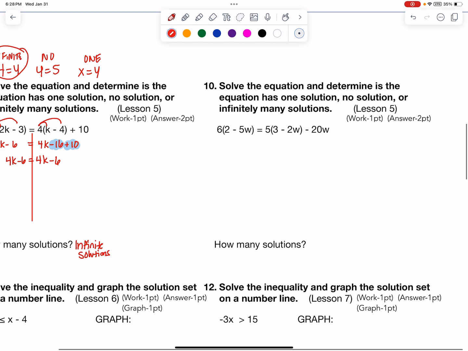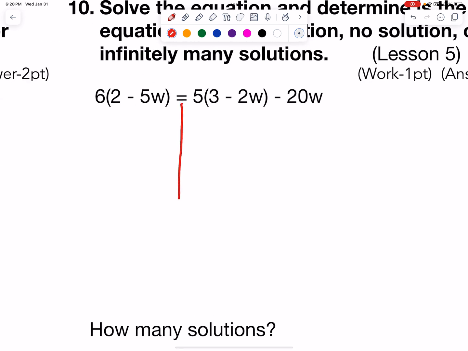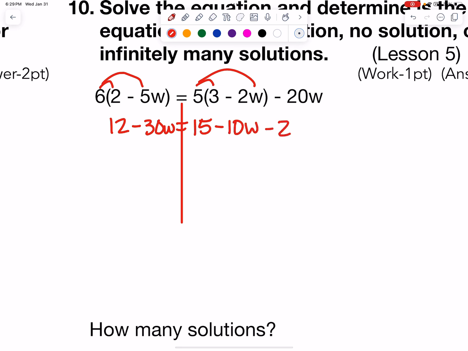All right, let's go ahead and try that over here and see what we get. Separate our workspace. Obviously, we're going to start off by distributing again. This is a pattern that we do every time. And so we have 12 minus 30w equals 15 minus 10w minus 20w, because we did that distributing. Let's go ahead and combine like terms. We have a -10w and a -20w.